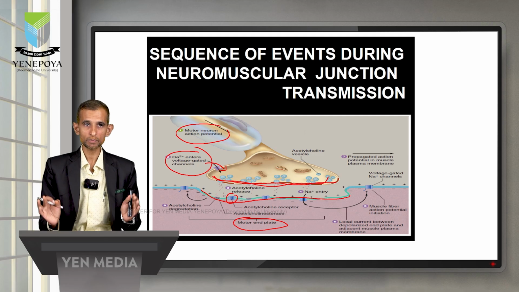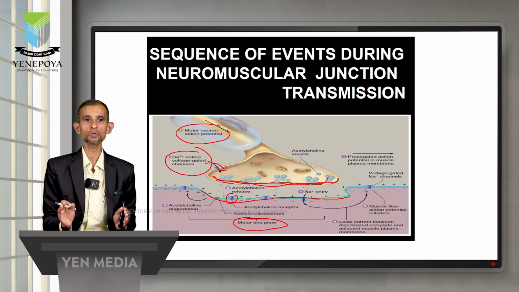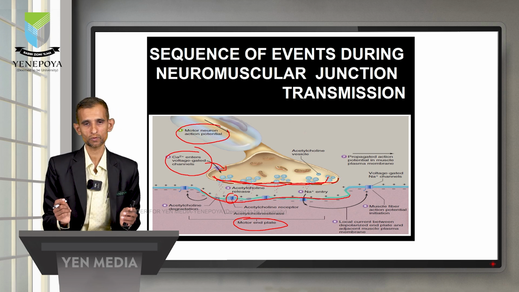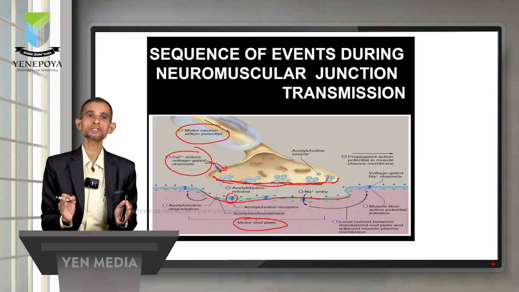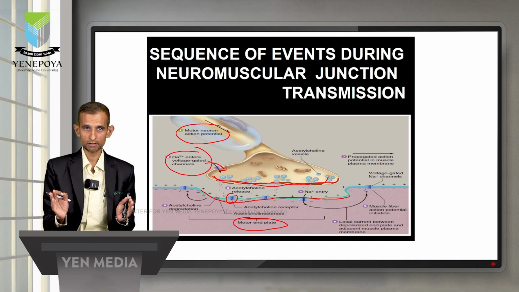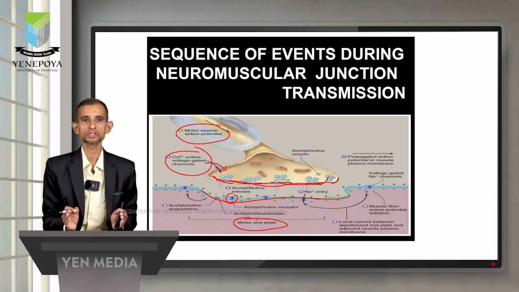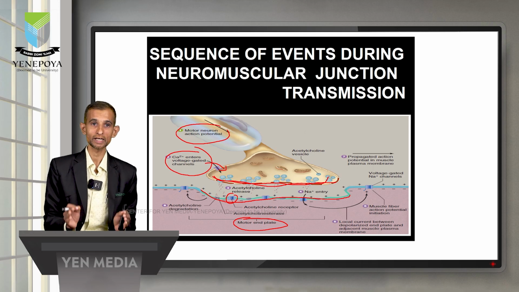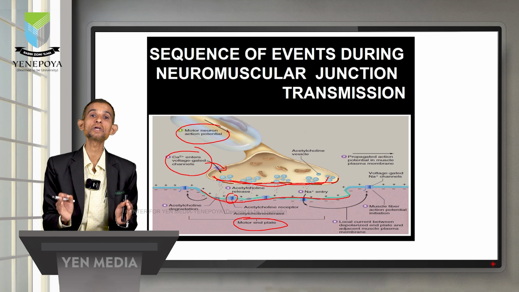This is the mechanism of transmission of impulses. First, the impulse enters the nerve terminal and leads to depolarization of the nerve terminal. As a result, voltage gated channels open, and calcium enters from the extracellular to the intracellular side. As a result, acetylcholine is released toward the postsynaptic membrane of the muscle fiber. The acetylcholine binds to the acetylcholine receptor, leading to opening of ligand gated sodium channels and production of the end plate potential.